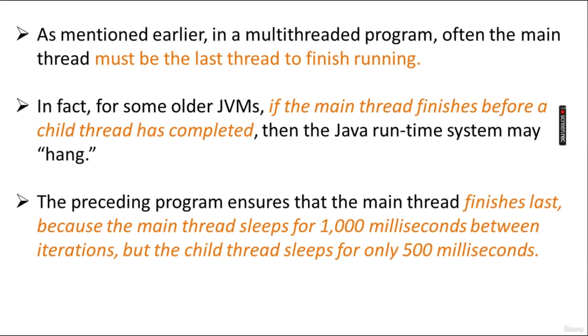As mentioned earlier, in a multithreaded program, often the main thread must be the last thread to finish running. For each and every program, the main thread must be the last thread because it has to relinquish the control or shut down. It has to perform some shutdown operations.